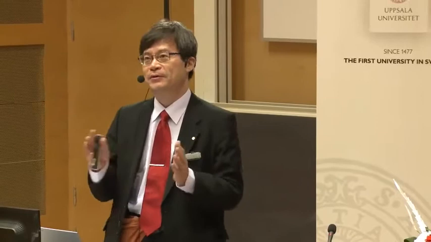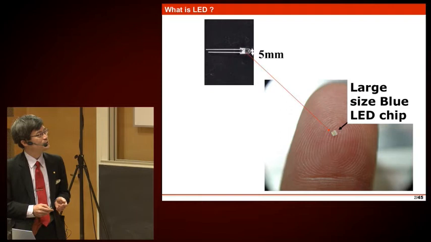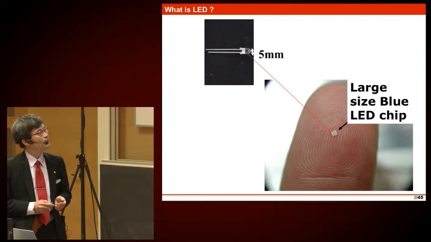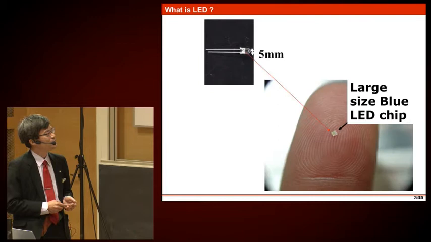Okay, let me explain first, what is LEDs? Maybe you know the LED lamps, it's like that. But inside the lamps, there are small chips, semiconductor chips. This is still large size, 1 millimeter size chip, high power LEDs. But the conventional LED chip is very small, only 0.3 millimeter squares.